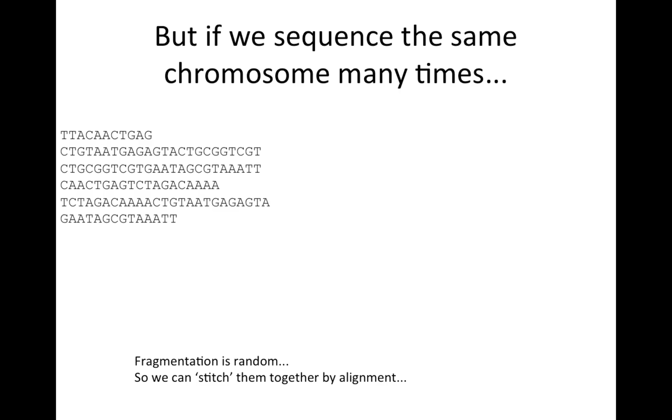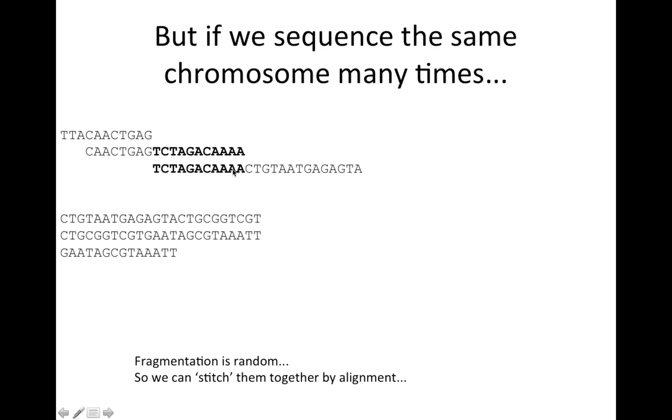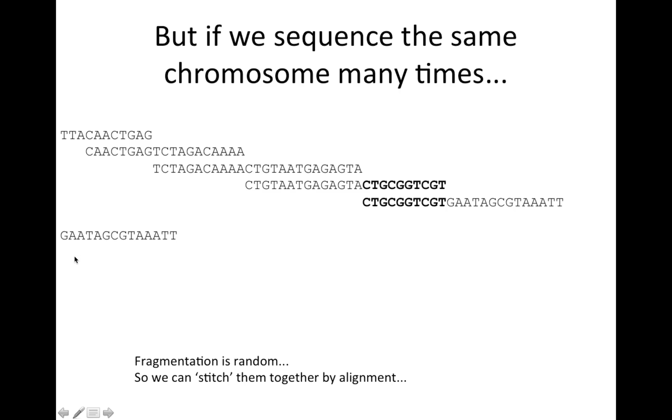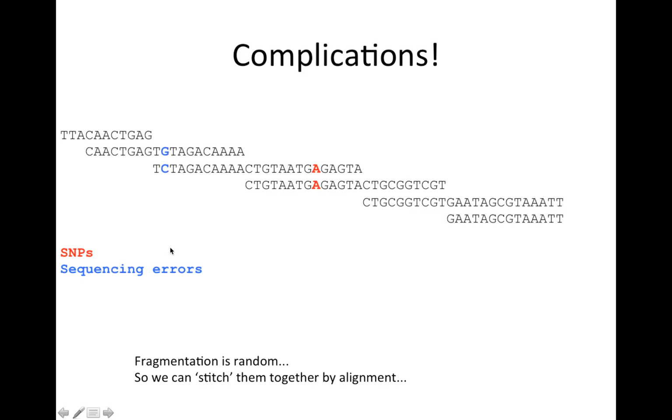And we don't know their order, but we can actually use their overlaps to stitch things together, right? So we can recognize that this CAAC TGAG is found in this read and also found in this read. So that means we can put them together. And so now we have a slightly longer sequence. And then we can recognize that this overlaps with that, and that this overlaps with that. And so we can use these overlaps to put our sequences in order, and we end up with the assembled sequence. We call this genome assembly, because we get this larger assembled sequence.